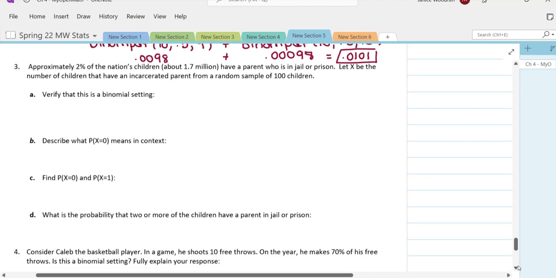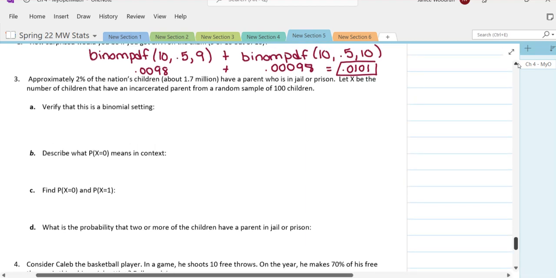Okay, so approximately 2% of the nation's children, I think this might be a little bit outdated, I think it's from like 2012 or 14. Approximately 2% of the nation's children have a parent who is in jail or prison. Let X be the number of children that have an incarcerated parent from a random sample of 100 children.